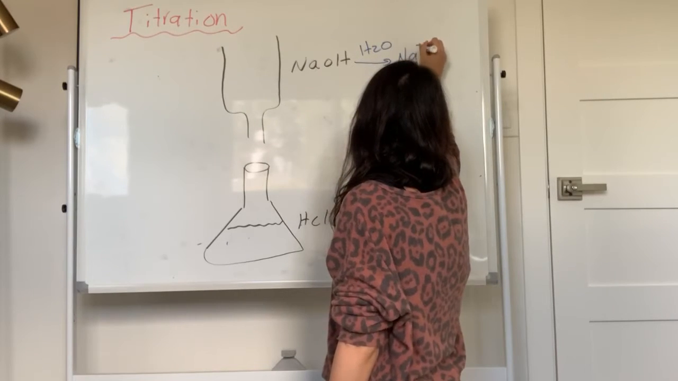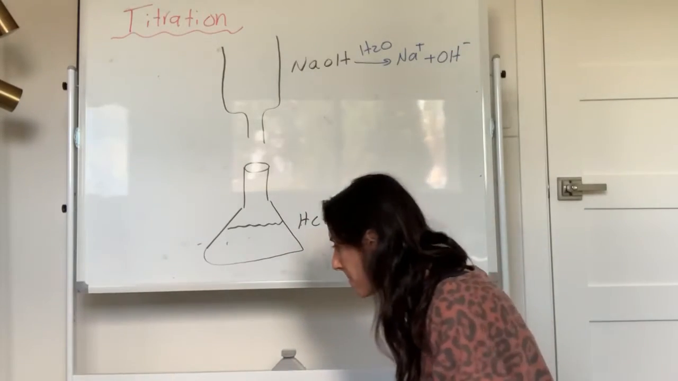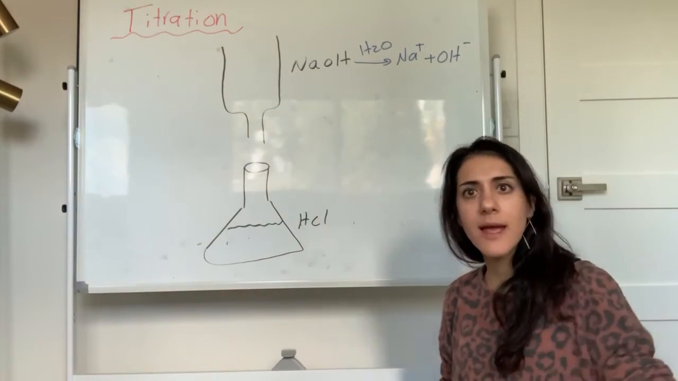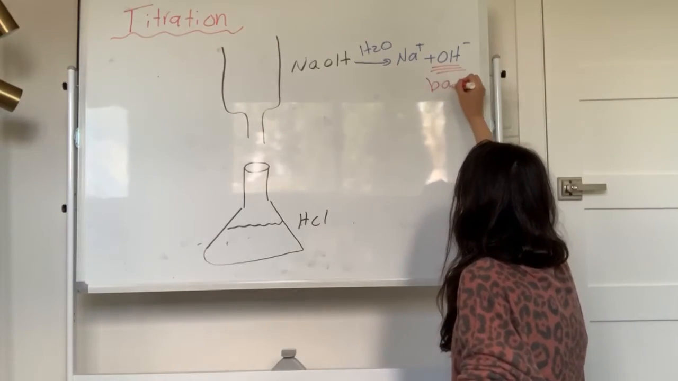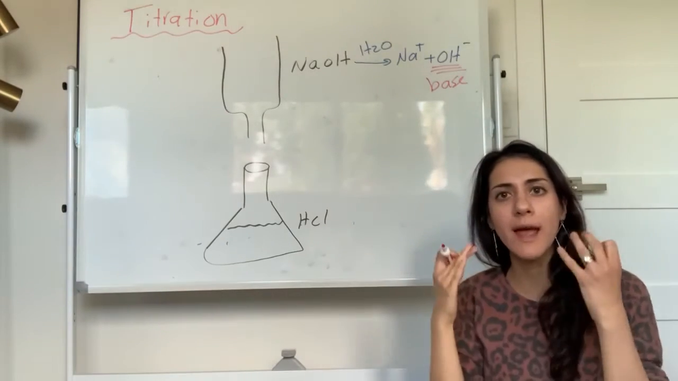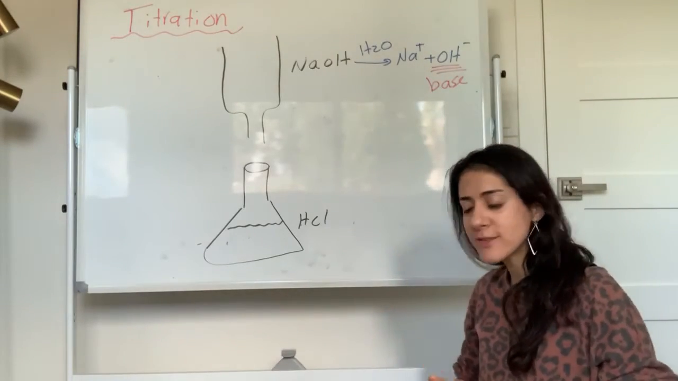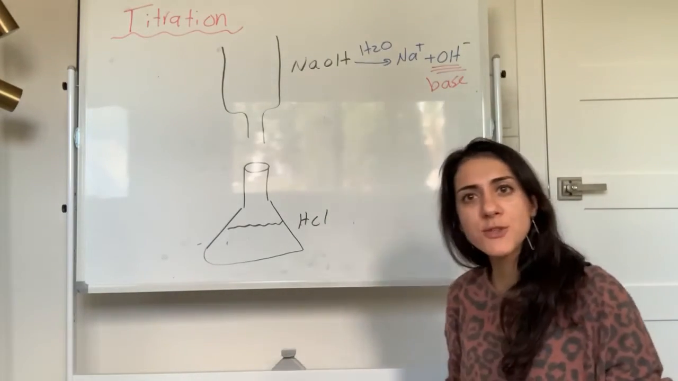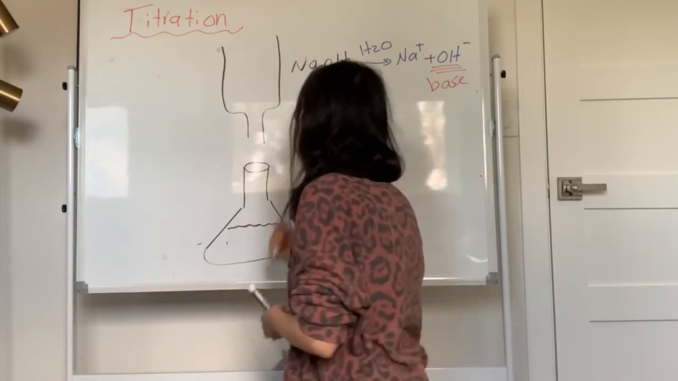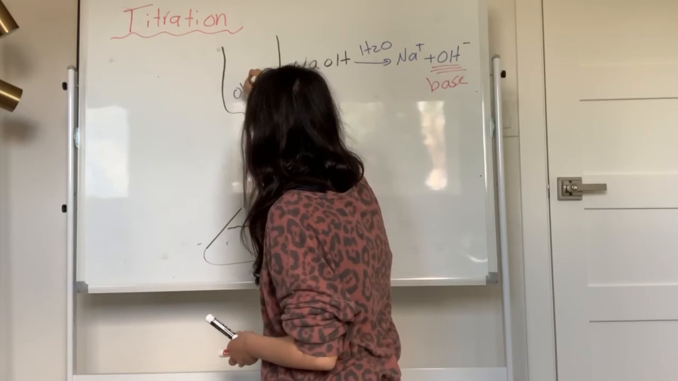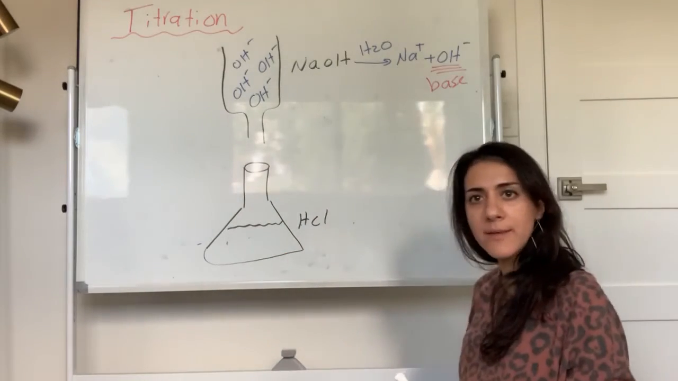It breaks up into Na+ and OH-. Now, what makes something a base is OH-. This is what makes something a base. When you have OH-, you are a base. So this is the part that really matters. The hydroxide part of sodium hydroxide is what makes it a basic compound. So what I have going on here is a bunch of OH- in that burette.